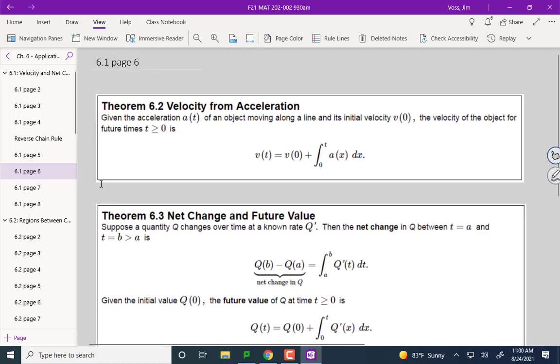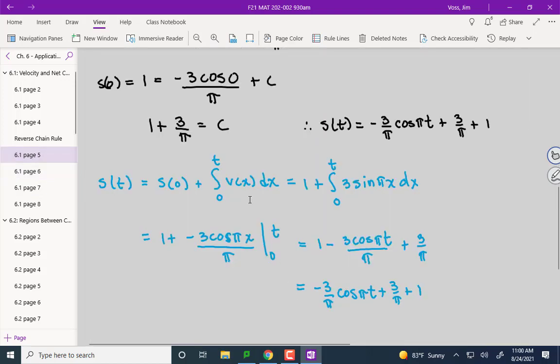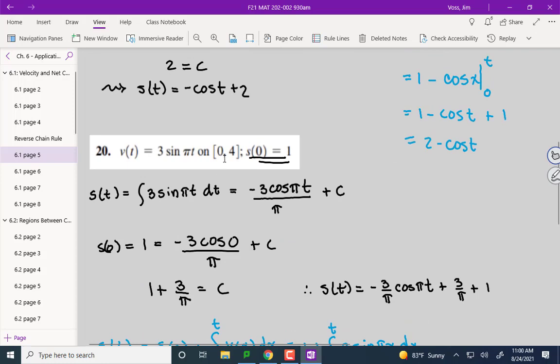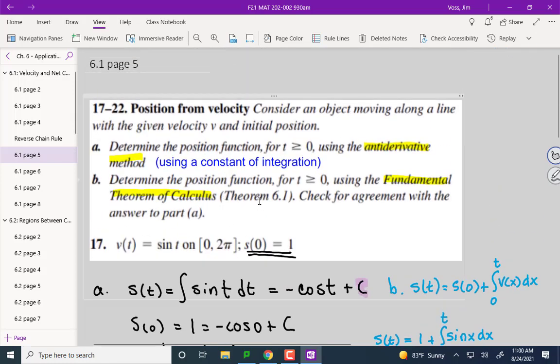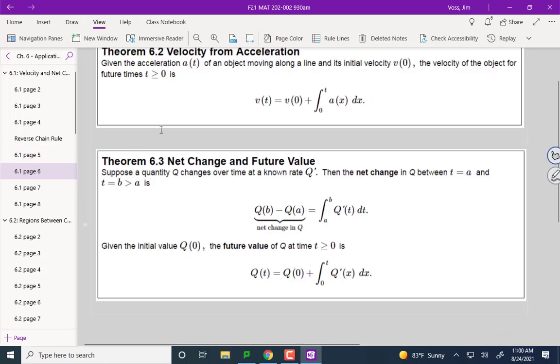But I have a question real quick. Yeah, go for it. Why did you put a 0 to 4 interval in that one? Did that matter for that one? No, that does not matter. Okay. Again, it doesn't matter because they don't ask us anything about an interval here. Okay. So if we're just trying to find S, that interval does not matter. Yeah, a little bit misleading.